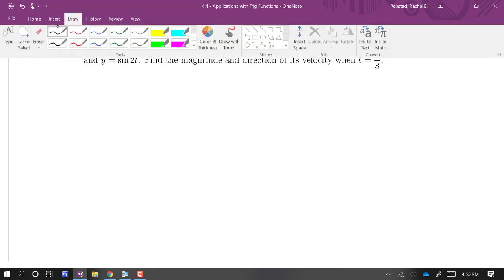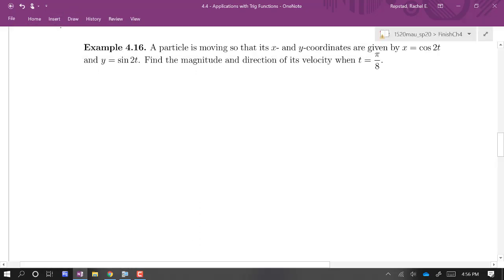Okay, we're going to do another one. A particle is moving so that its x and y coordinates are given by x equals cosine 2t, y equals sine 2t. So we have a pair of parametric equations, and we're going to find the magnitude and direction of its velocity when t is equal to pi over 8. Okay, so this is a vector problem, right? Curvilinear motion.